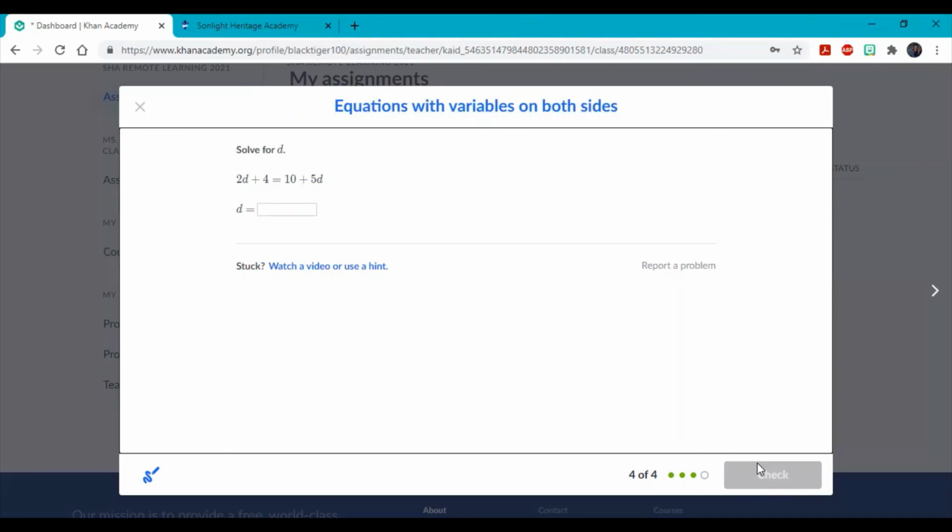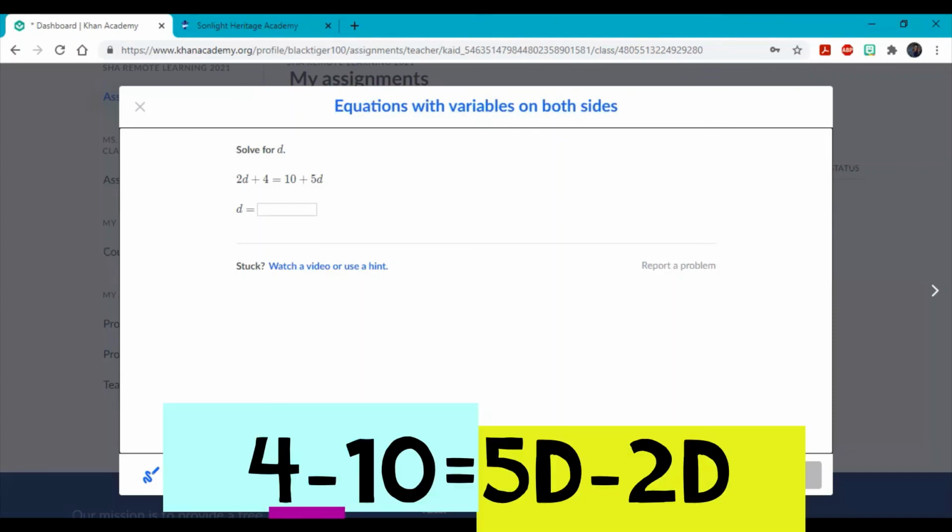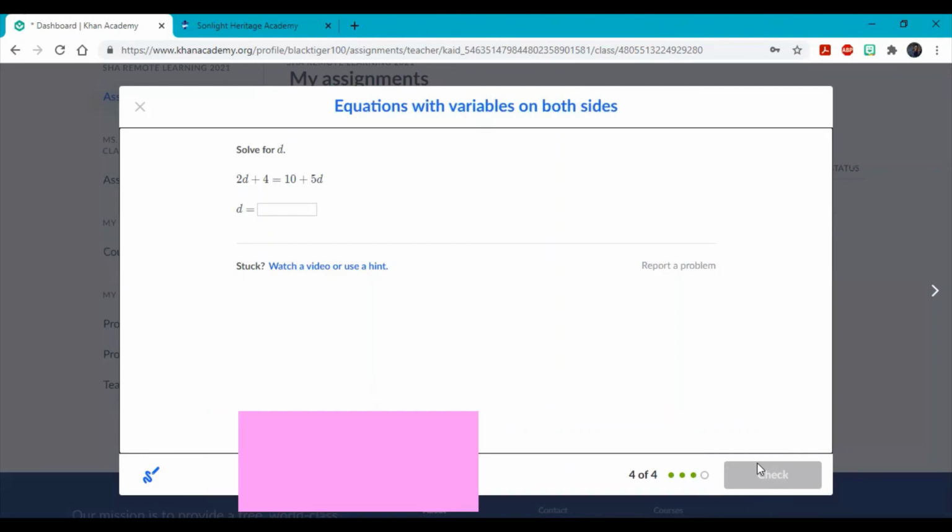Okay, so again, we're combining like terms and then we'll simplify. So let's combine like terms. Let's bring the positive 2d over the equal sign, and then we'll bring the 10 over the equal sign. All right, so we have 4 minus 10 is equal to 5d minus 2d. 4 minus 10 is negative 6. It's like negative 10 plus 4. So it's negative 6 is equal to 5 minus 2 is 3. So negative 6 is equal to 3d.